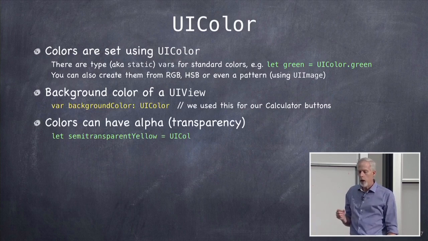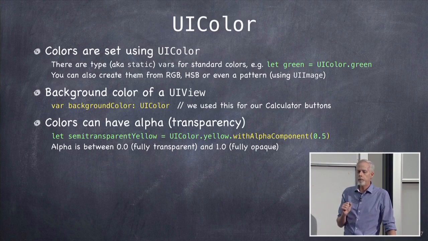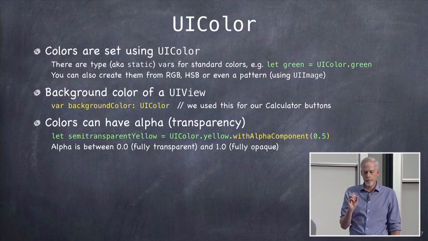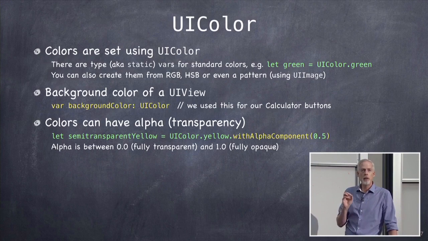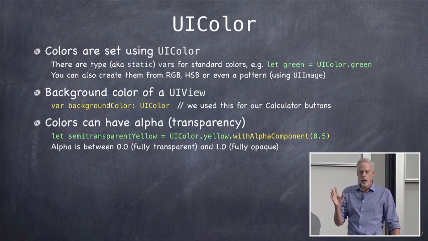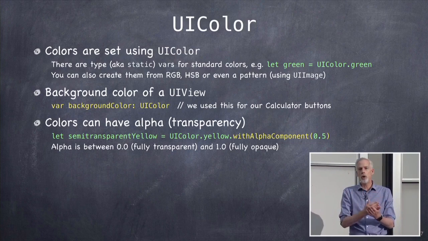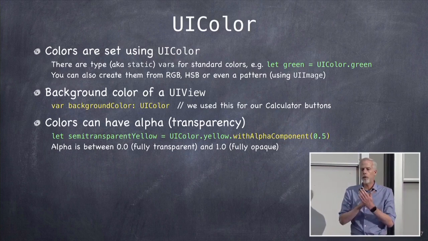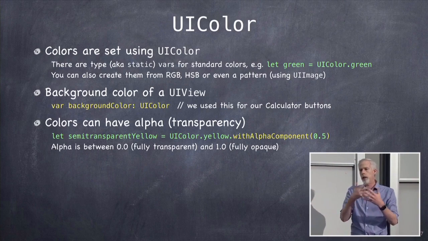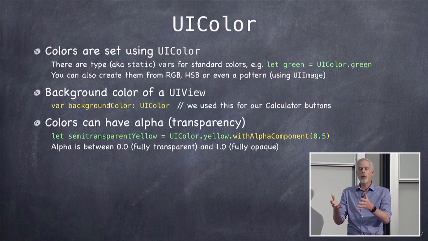Now, an interesting thing about colors, though, is that they can be transparent or even semi-transparent, okay? And you specify that with alpha. How many people here know what alpha is when it comes to graphics? Okay, so hardly anybody. So alpha is just a value between 0 and 1, where 0 means fully transparent and 1 is fully opaque.